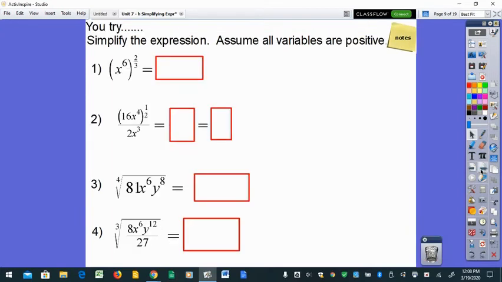What I'm going to suggest at this point is that you pause the video and try these 4 examples on your own, and then we'll come back together and see how you did. Okay, everybody, let's see how we did.